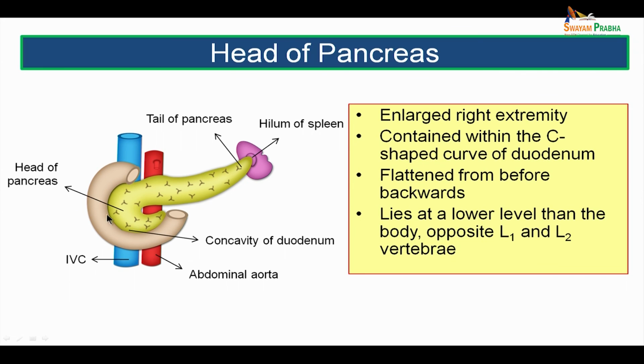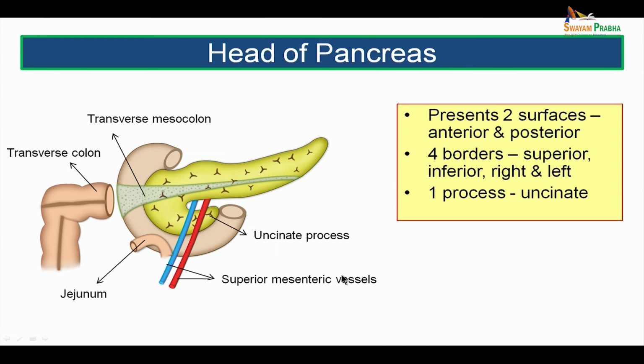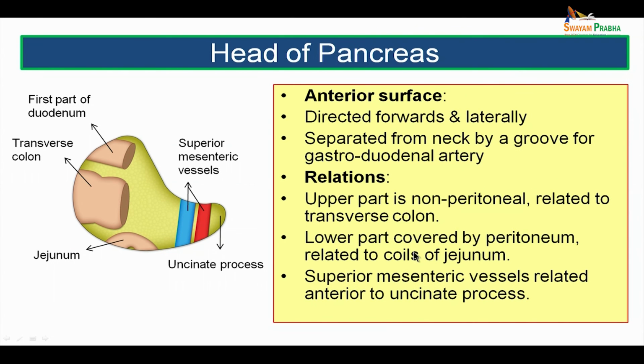The picture here shows us the right extremity of the pancreas, that is the head, which lies within the concavity of the duodenum. The head shows presence of two surfaces, anterior surface and posterior surface, and four borders, that is the superior border, the inferior border, the right border and the left border. It also shows presence of the hook-like uncinate process which is related to the inferior part of the head. Let us see the relations of these surfaces.